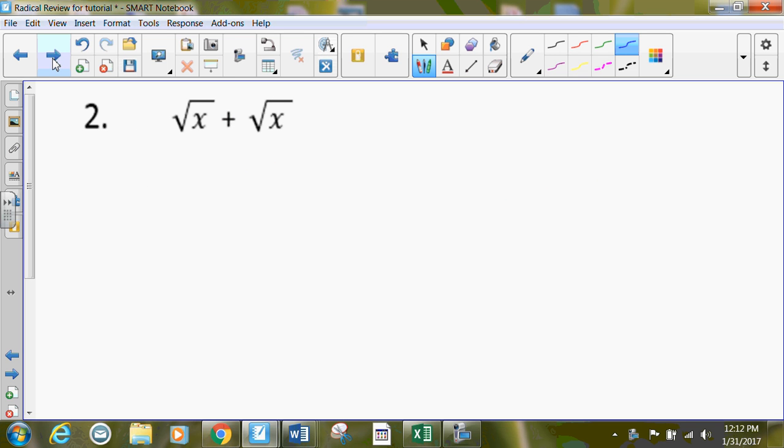Here I've got square root of x plus square root of x. Same thing as if I had x plus x. How many square root of x's do I have? I have 2 of them. I've got 4 square roots of x, and I'm going to take away one of them. And so I've got 3 square root of x.